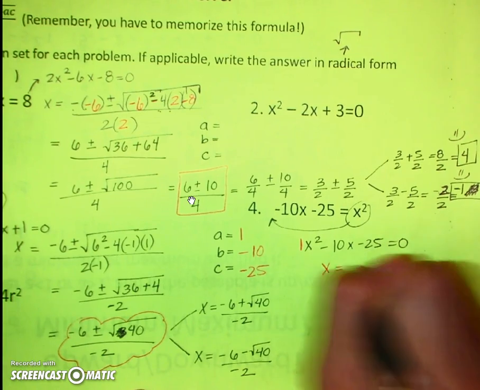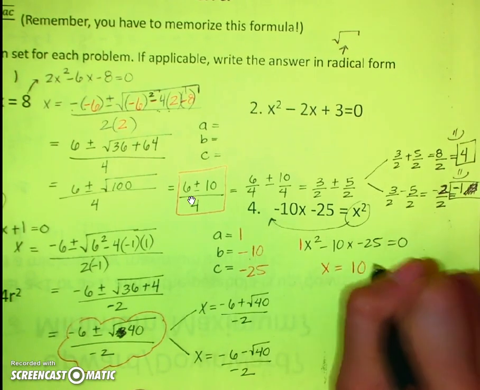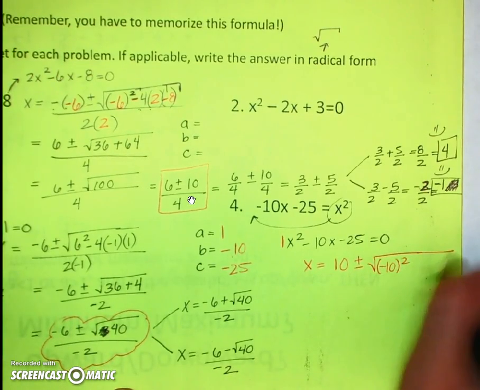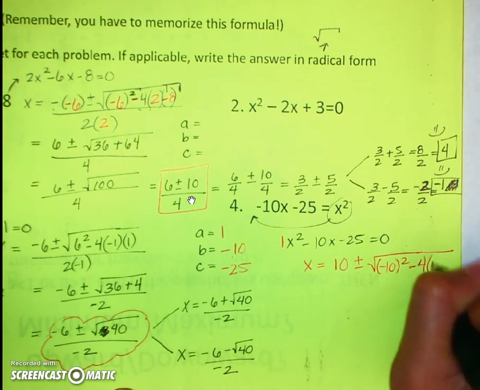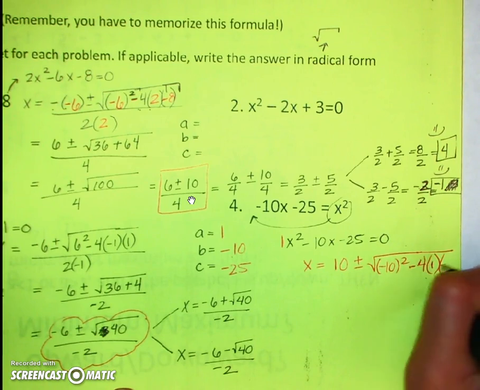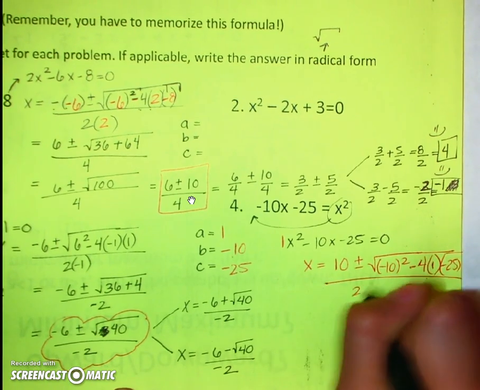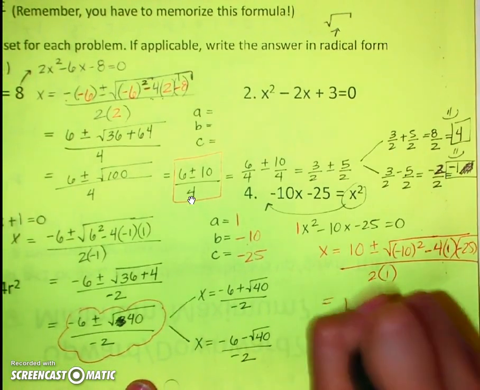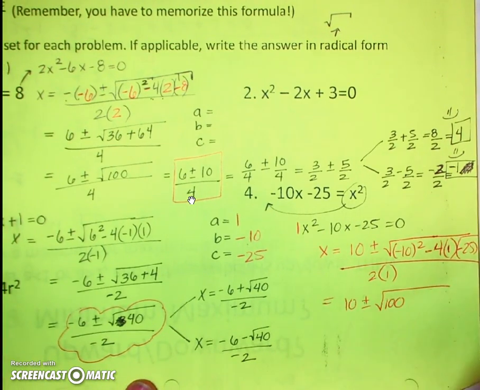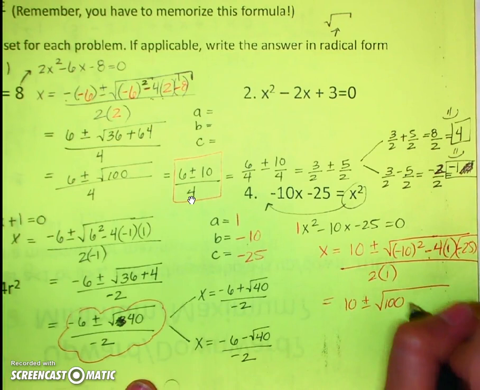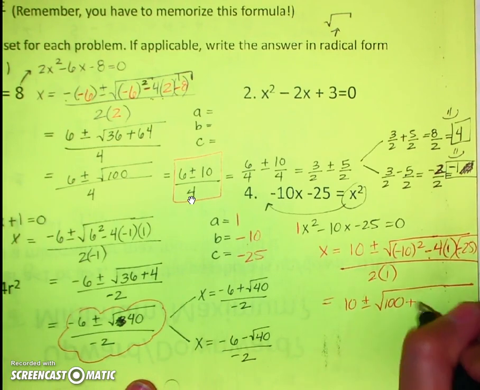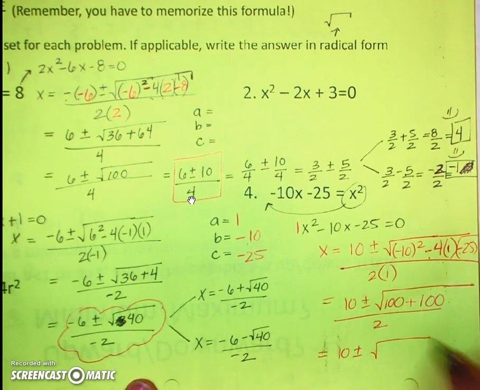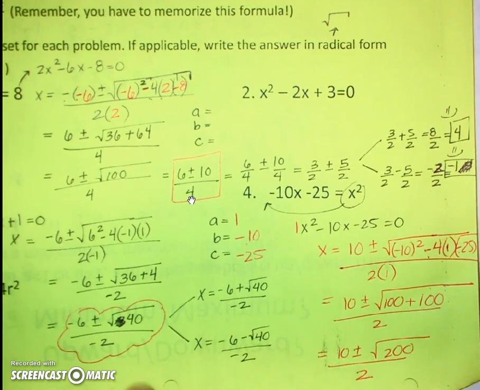Okay, so you're going to say x is equal to the opposite of b. The opposite of b is a positive 10, plus or minus the square root of negative 10 squared minus 4 times 1 times c, negative 25, all over 2 times 1. 10 plus or minus the square root of 100. A negative times a negative turns into a positive. 25 times 4 gives you 100, all over 2. So 100 plus 100 is 200, all over 2.